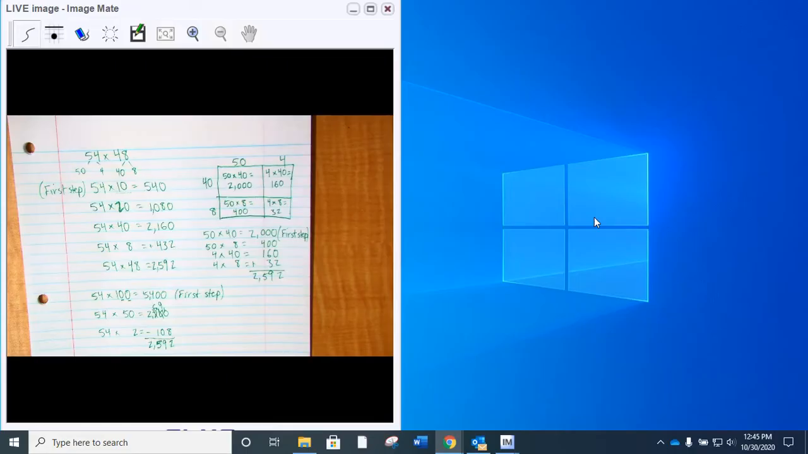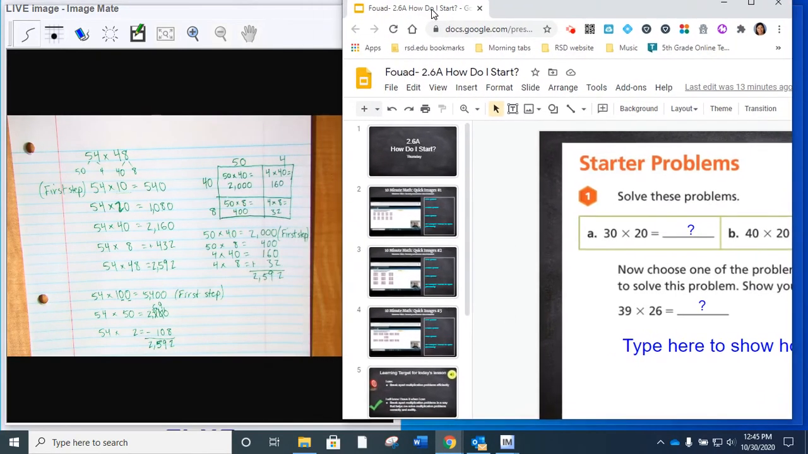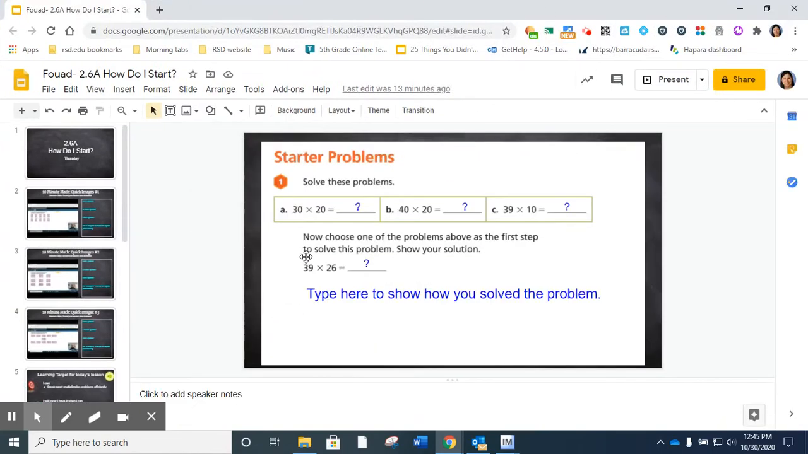So when you are working on your assignment today, if I pull up your assignment for today, right here, when you look at your problems, it's going to give you 3 starter problems, and you're going to solve these 3 problems to begin with. So 30 times 20, 40 times 20, and 39 times 10. Once you complete those 3 problems, you're going to decide which one of these you want to use to begin solving 39 times 26. And then below, you're going to write out how you solved it.